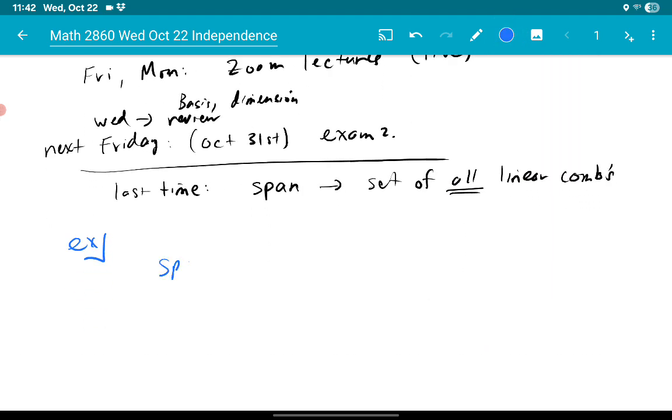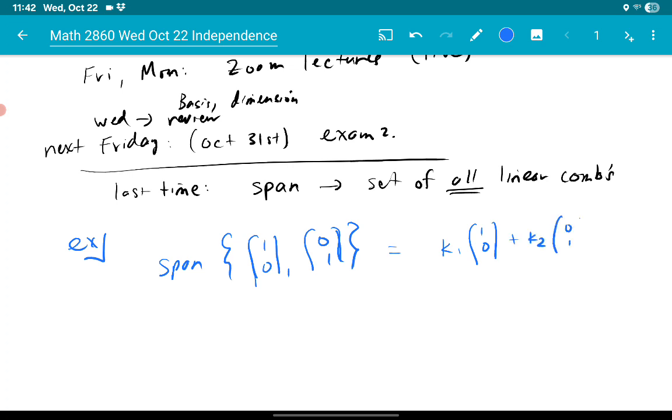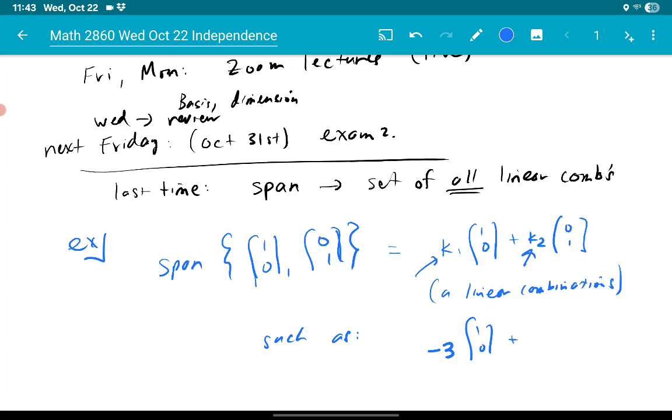If I took the span of the two vectors (1, 0) and (0, 1), that would equal k1 times (1, 0) plus k2 times (0, 1). That's literally what a linear combination is, in case you don't remember that. A linear combination is just where you add things together, but you first can put their own coefficients in front of each one. Such as, I could take -3 times (1, 0) plus 7/5 times (0, 1).